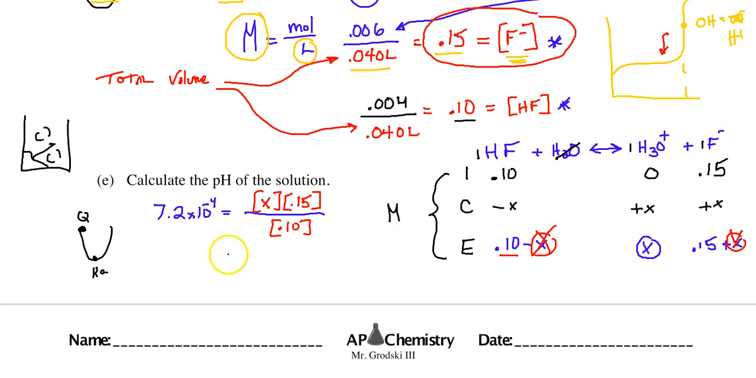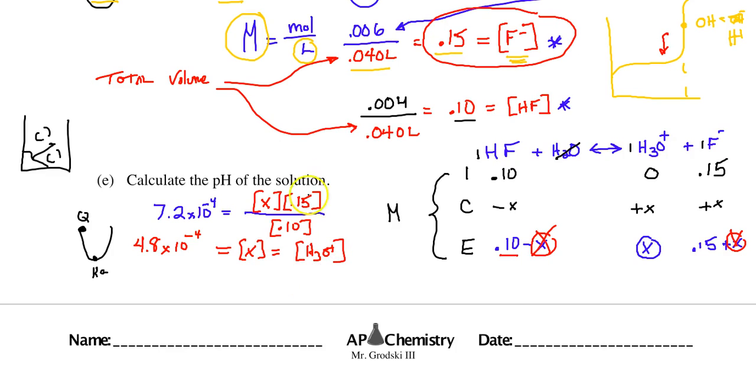Okay, so when I do the math and solve for X, which means I'm going to times that by 0.1, okay, and divide by 0.15, I'm just going to do the algebra here. I get my X, my handy dandy calculator, to equal 4.8 times 10 to the negative 4. What did I solve for? A concentration. Concentration of what? I solved for the concentration of X, which is equal to the H3O plus concentration.